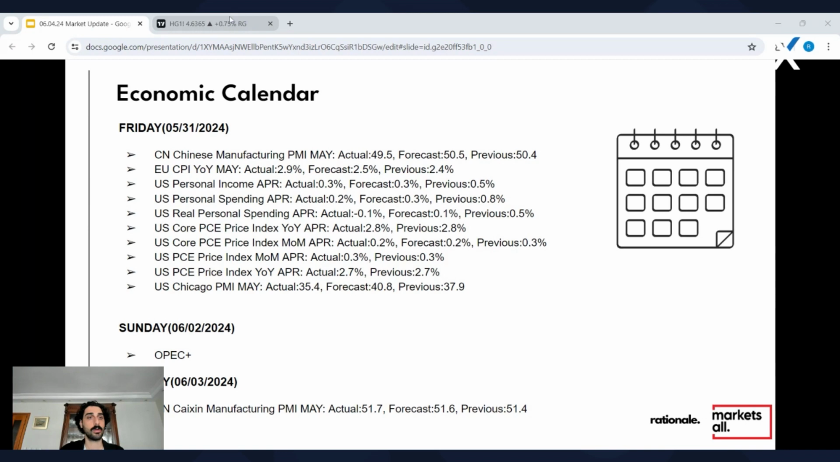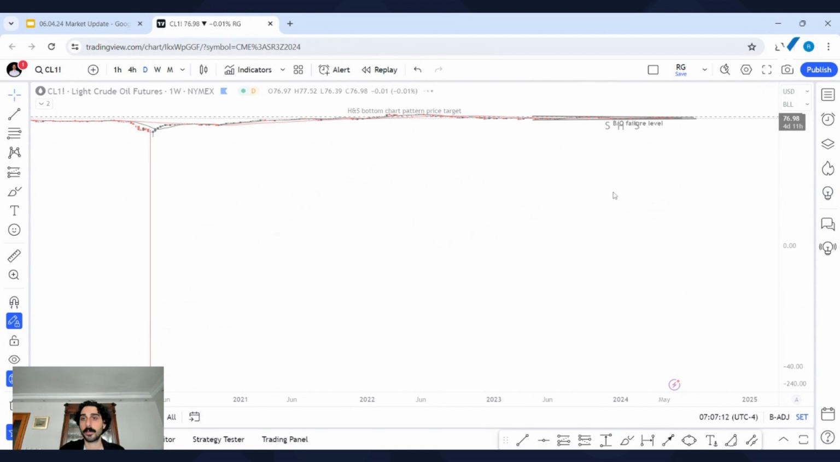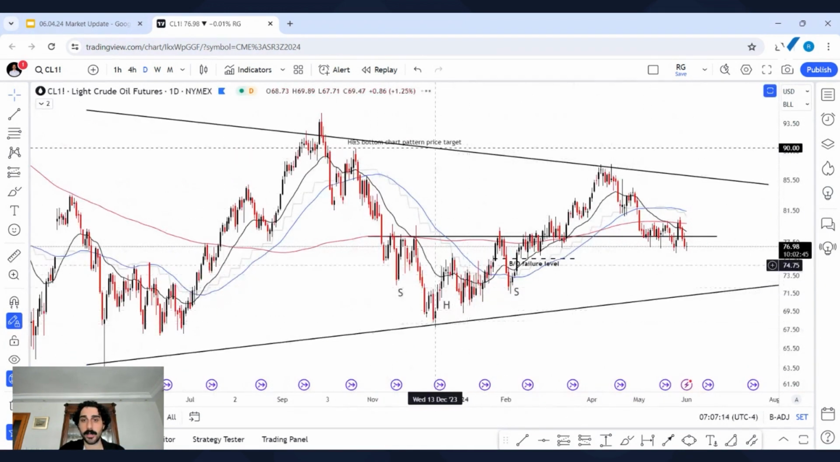I would also like to go through the chart of oil with you. As you can see in the daily chart, there was an HNS bottom formation here. It broke out. This was one of the main ideas that you could have found in the Rationale newsletter. You can subscribe through the link below the video. It broke out from here, then it pulled back, and old resistance, new support is still trying to hold. But the negative side is the price is trading just below all the short and long-term moving averages.